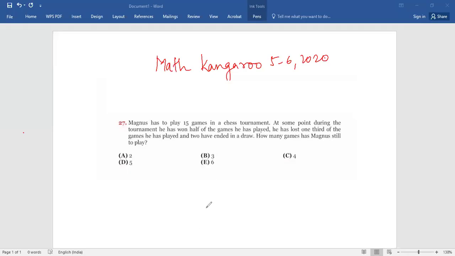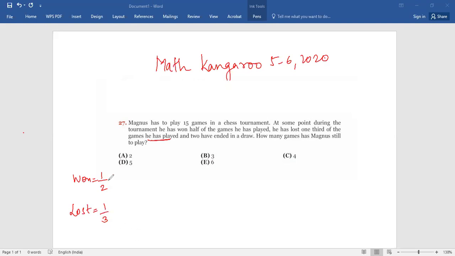Let's do question 27. Magnus has to play 15 games in a chess tournament. At some point during the tournament, he has won half of the games that he has played. He has lost one third of the games. So he has actually won one half of the games and lost one third of the games that he has played, and the two have ended in a draw. How many games has Magnus still to play?